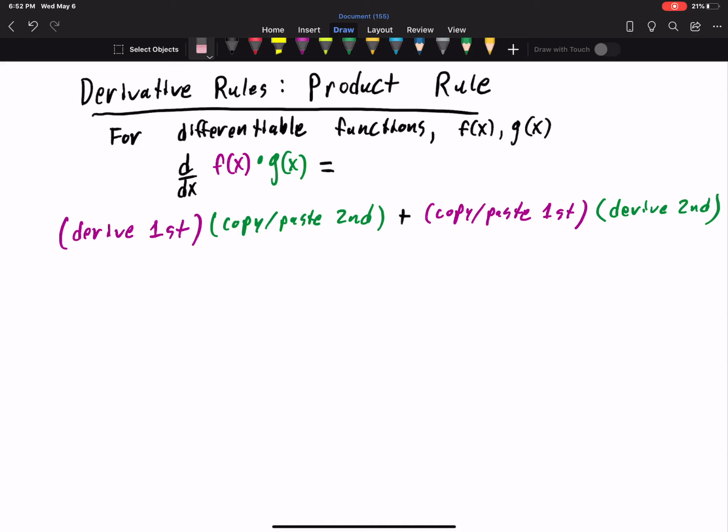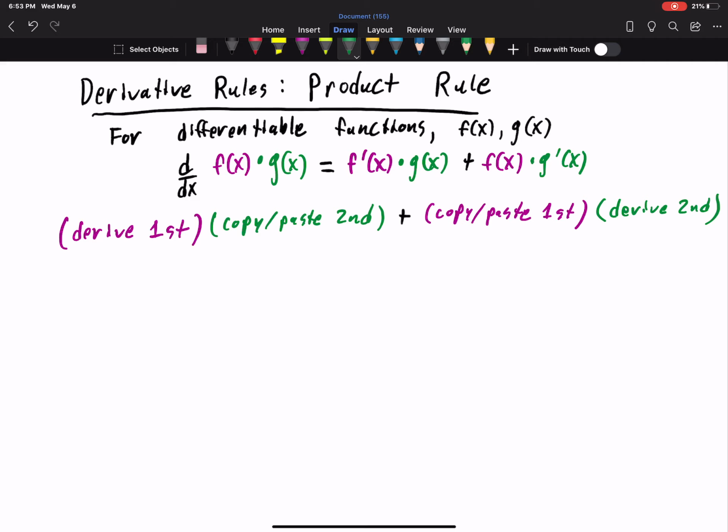So what's the rule for this? Instead of going through a proof at this moment, I'm just going to give you the rule, plain and simple. Maybe I'll attach a proof down below this video at some point in time, but for now, I'll just give you the rule. It's going to be f prime of x times g of x plus f of x times g prime of x.